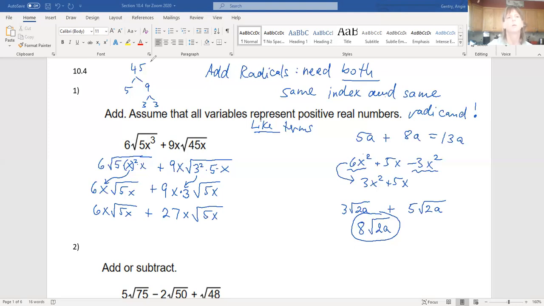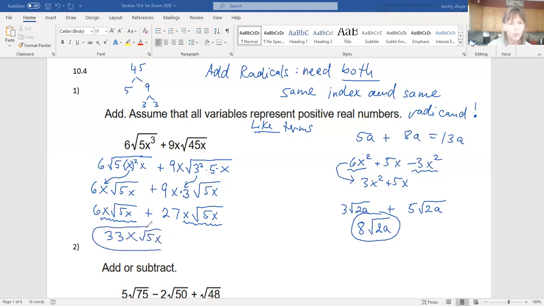And now you have like terms. What's the like term about it? This is the like term. 6 apples plus 27 apples. You see? Square root of 5x, square root of 5x, same index, same radicand, same variable, like the x on the outside already. So we have how many apples? 33 apples.